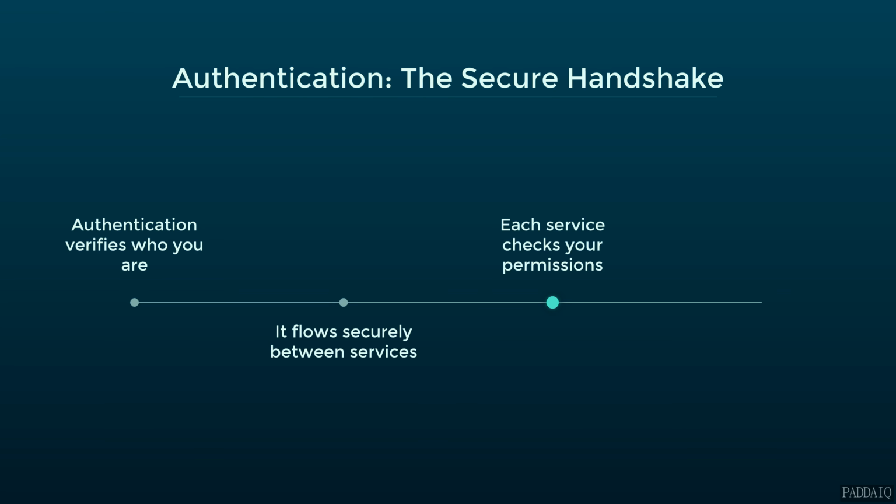Each service checks your permissions. This means every SAP BTP service you access verifies if you are authorized to use it. For instance, when you request data from the SAP HANA database, it confirms you have rights to read that specific information. This ensures only permitted actions are performed, maintaining security across all interactions. This keeps your data safe and secure.